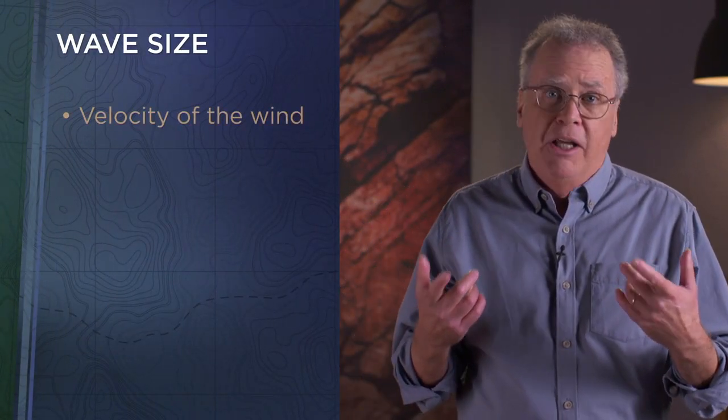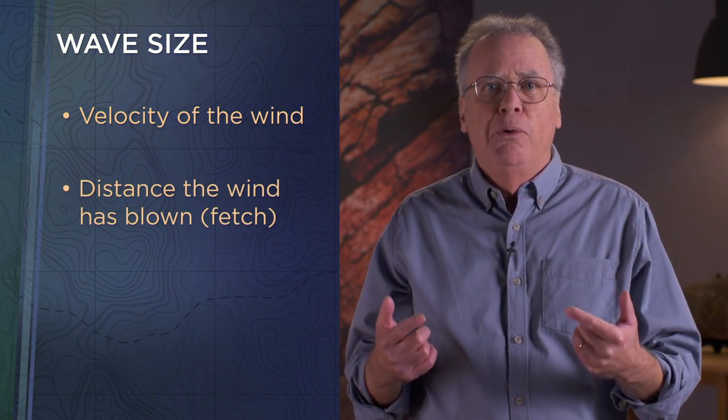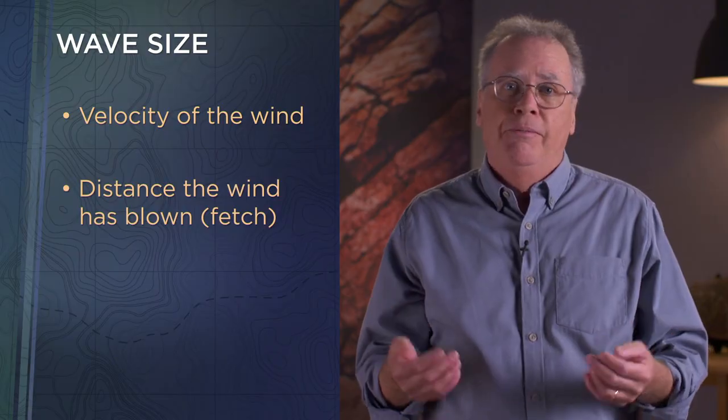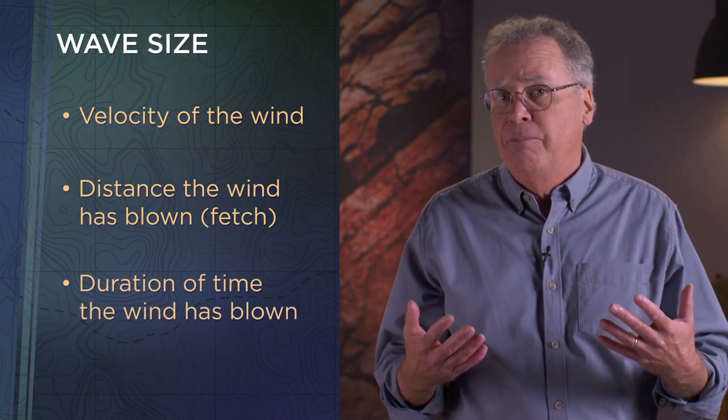The size of the waves is a function of three things: the velocity of the wind passing over the water, the distance the wind is blown over the ocean, called a fetch, and the duration of time that the wind blows in a particular direction.